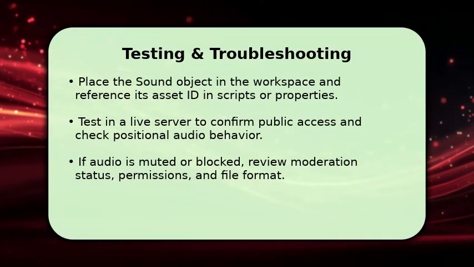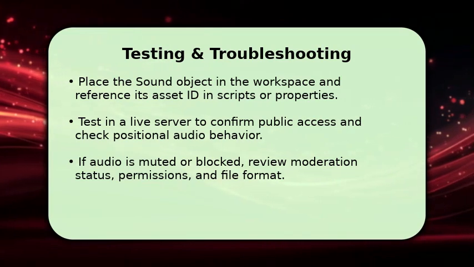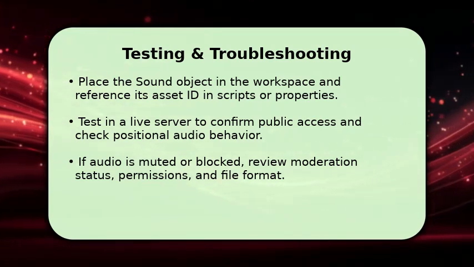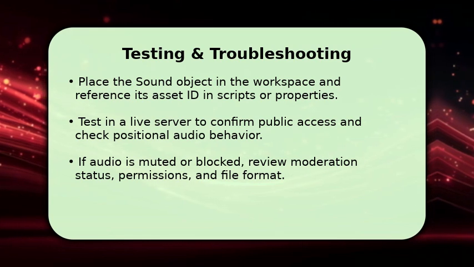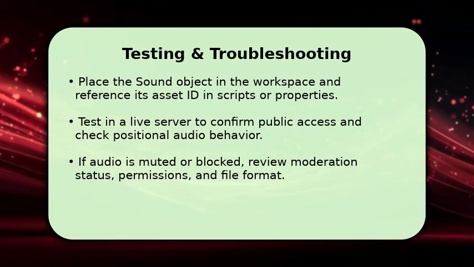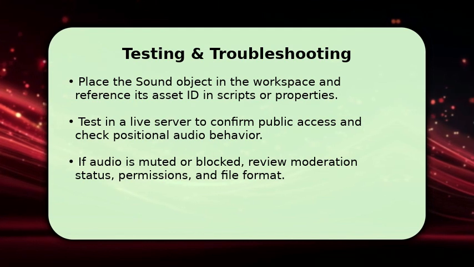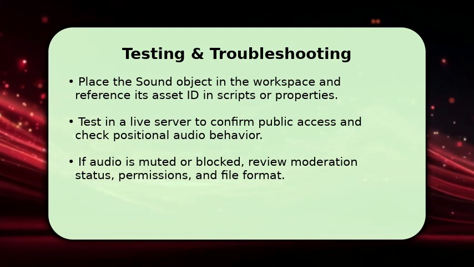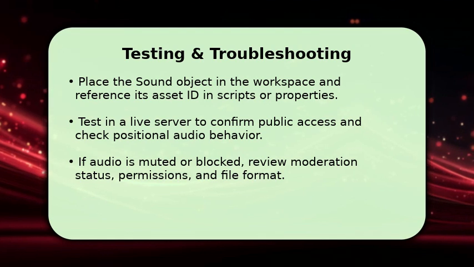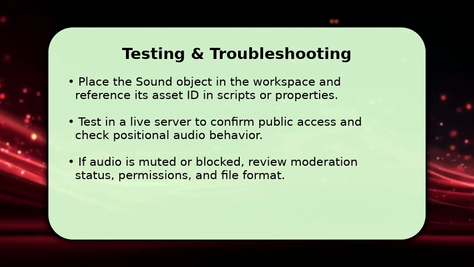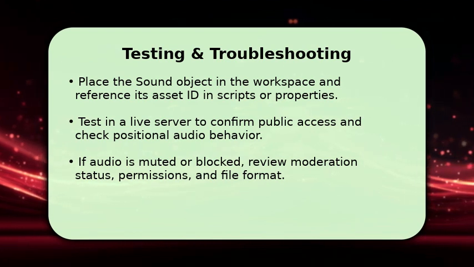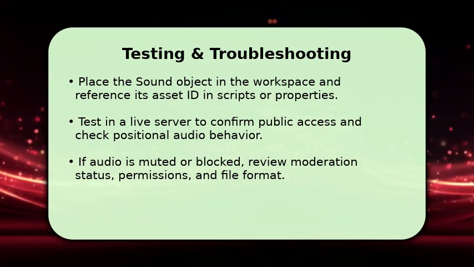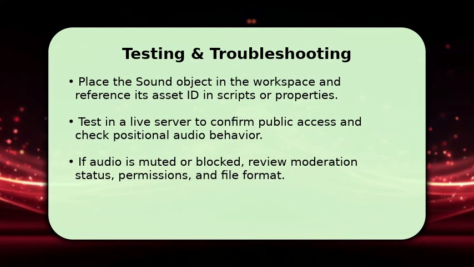Place the sound object in your workspace and paste the uploaded asset ID into the sound ID field. Then configure volume, roll-off, and looping to match your scene. Always test in a live server rather than solo mode to confirm public access and how positional audio behaves for other players. If audio fails to play, recheck moderation status, public permissions, and file format, and consider reuploading a corrected file to resolve common issues quickly.